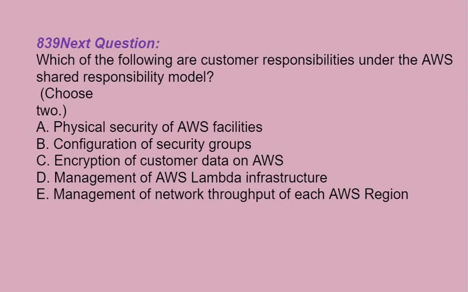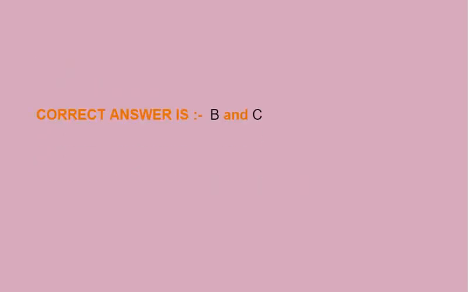Question is, which of the following are customer responsibilities under the AWS shared responsibility model? Choose two options. Option A, physical security of AWS facilities. Option B, configuration of security groups. Option C, encryption of customer data on AWS. Option D, management of AWS Lambda infrastructure. Option E, management of network throughput of each AWS region. Correct answer is option B and option C.